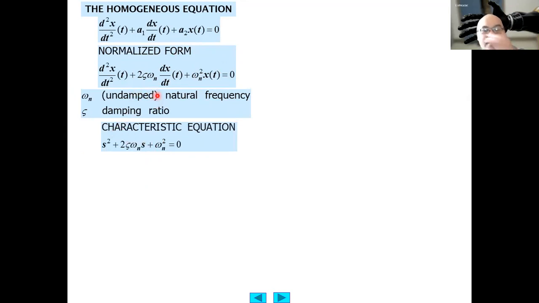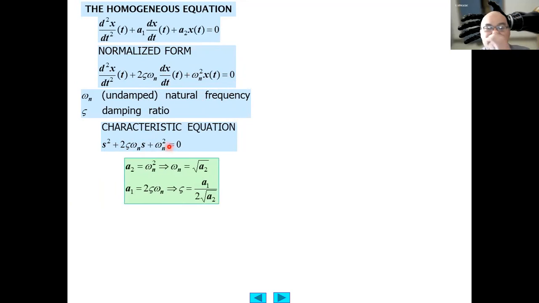So we can express this in terms of the characteristic equation by replacing the differential term with s. So d²x/dt² becomes s², dx/dt becomes s, and x(t) just becomes 1, because it is considered as constant. So we rewrite the normalized form in terms of a characteristic equation as s² + 2ζωn s + ωn² = 0.